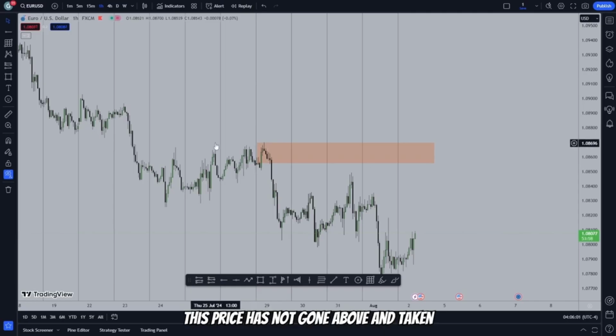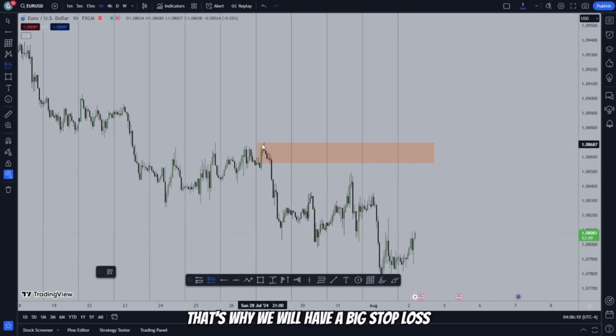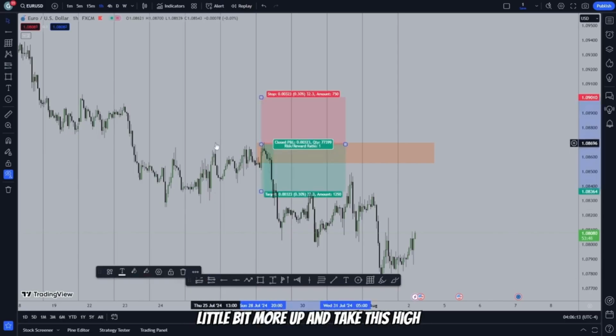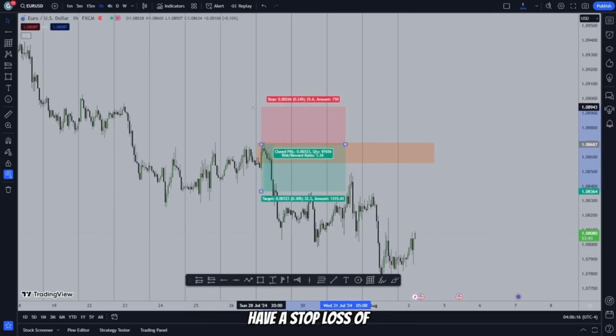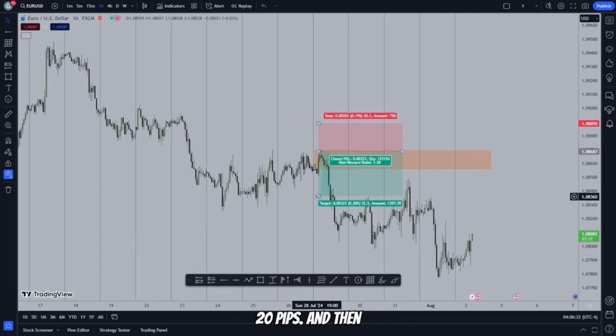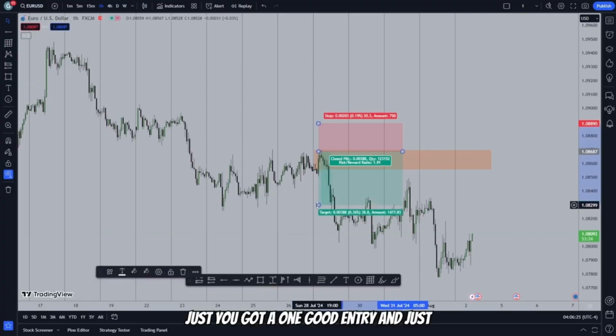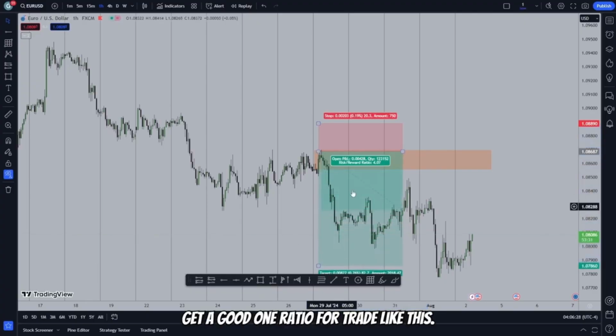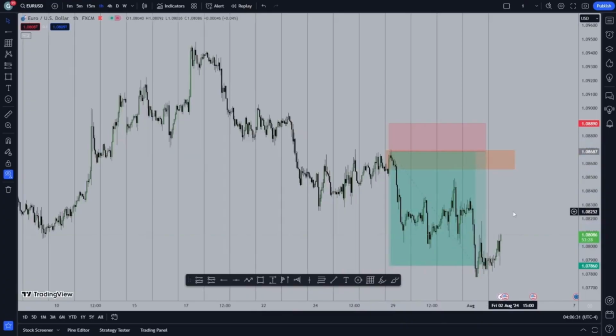Okay, now you'll say, why has this price not gone above and taken this buy side liquidity, right? It could have gone and taken this buy side liquidity also, but that's why we will have a big stop loss, because we never know. Price can go a little bit more up and take this high also, and then it can fall down, right? That's why we have a stop loss of 20 pips minimum. And then you got one good entry and just hold that trade for 3 or 4 days. You can get a good 1:4 trade like this.